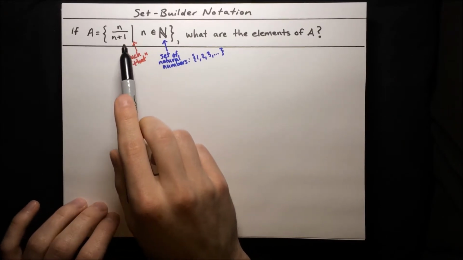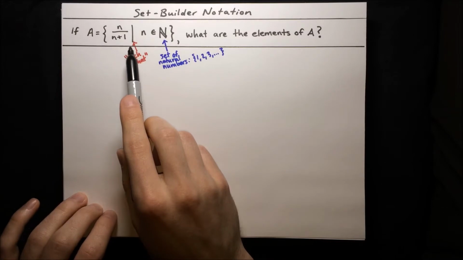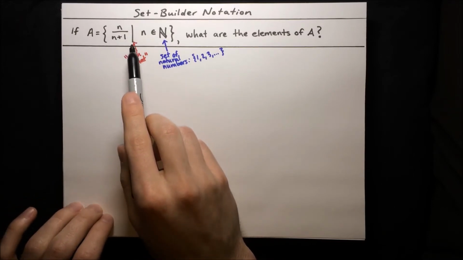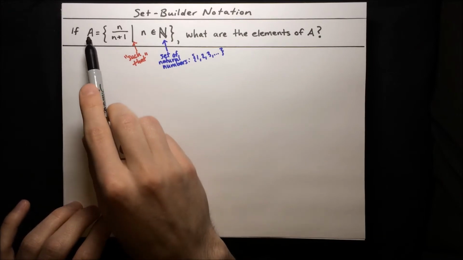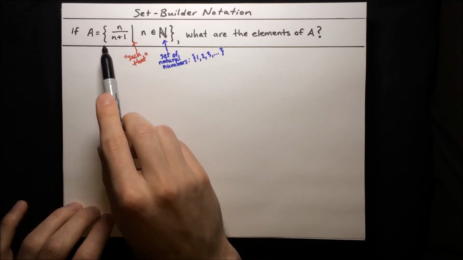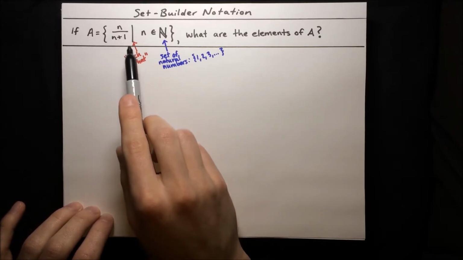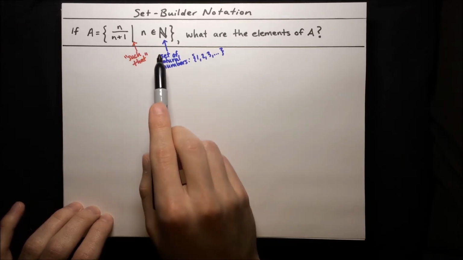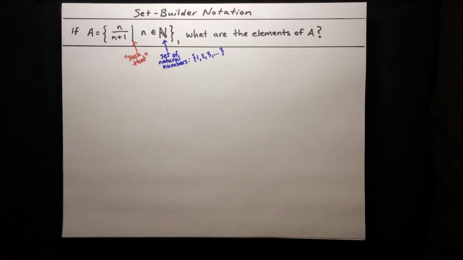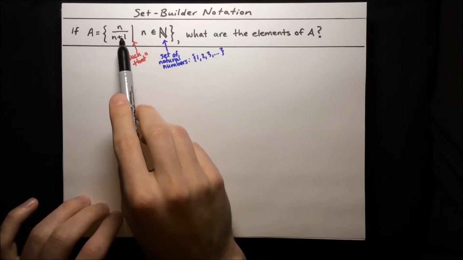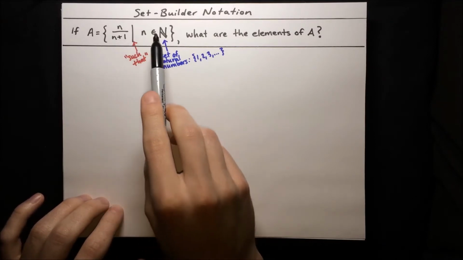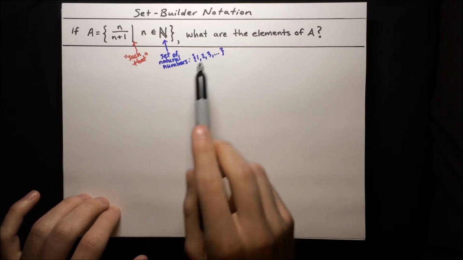The key to reading set builder notation is to understand that the vertical line in the middle represents "such that." So you can read this as A equals the set of elements n over n plus 1 such that n is in the set of all natural numbers. So the elements of A are really just all the numbers that can be expressed as n divided by n plus 1 such that n is a natural number, like 1, 2, 3, or so on.